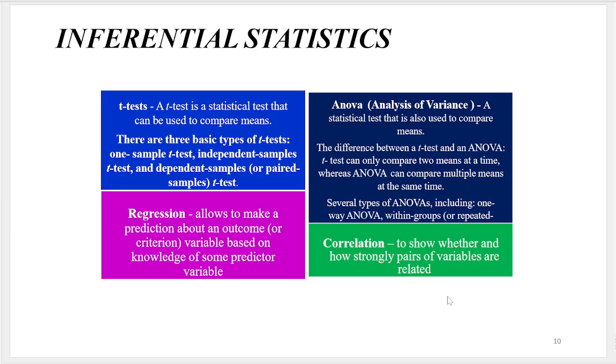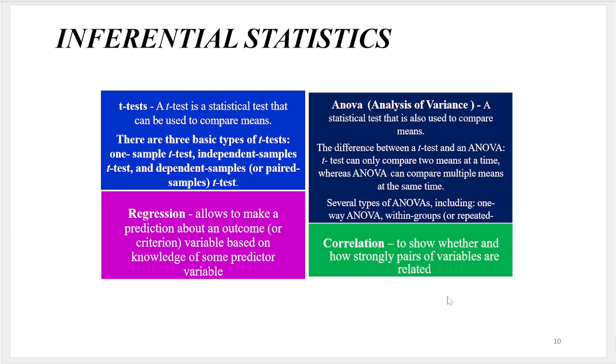The second one is independent samples t-test. It is used for comparing the mean between two independent groups. And the last one is dependent sample or paired sample t-test, which is used for comparing means between related groups. On the other hand, we have ANOVA test or analysis of variance. This is a statistical test that is also used to compare means for more than two groups.